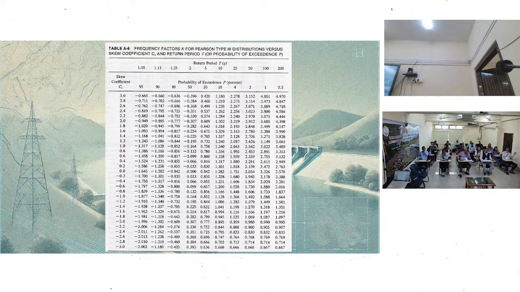This is the probability of exceedance. This is 1 minus 1 by T. This is not 1 by T. Okay, so remember that. So you have the return period, you have the probability of exceedance, you have the skewness coefficient. Based on this table, you will get the K values. Once you have the K values, you can use this method.